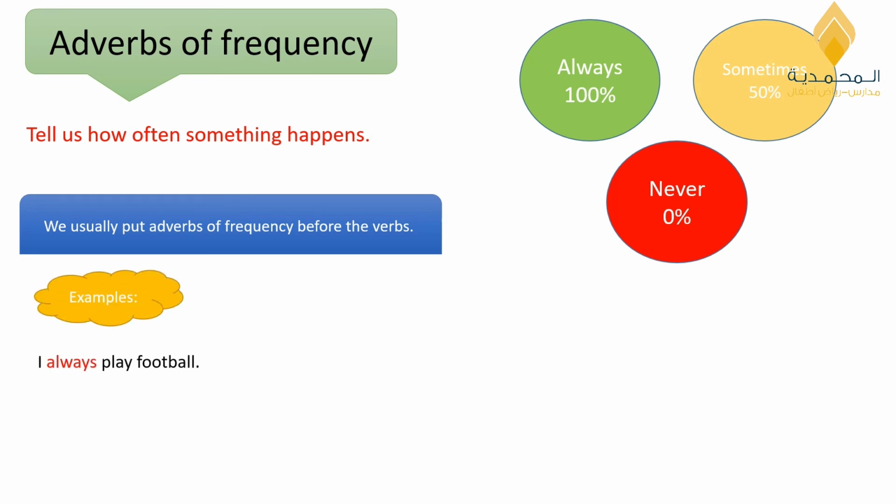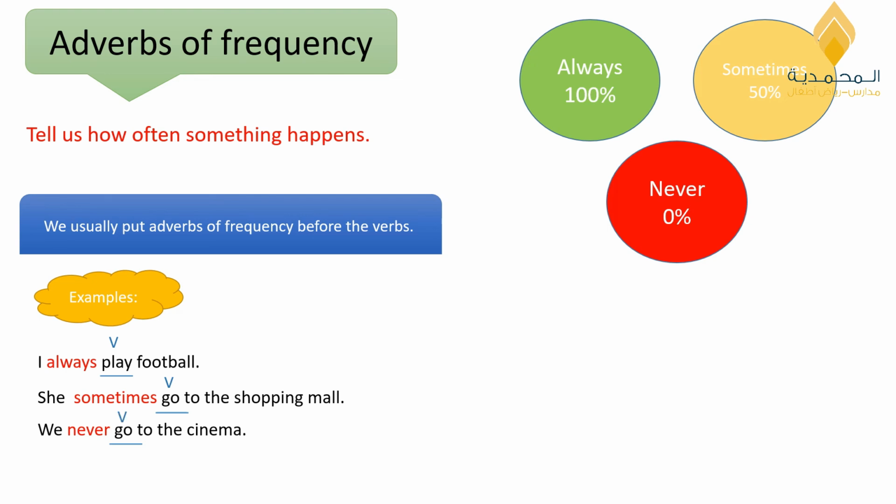I always play football. You can notice here that play is the verb, and we put always before the verb. Let's see another example. She sometimes goes to the shopping mall. Here, go is the verb, so we put sometimes before the verb go. We never go to the cinema. Here the verb is go, and as you see, we put never before the verb go. Great!